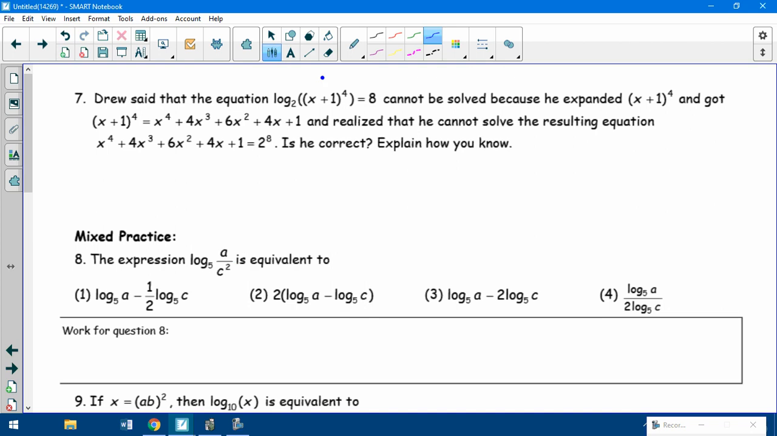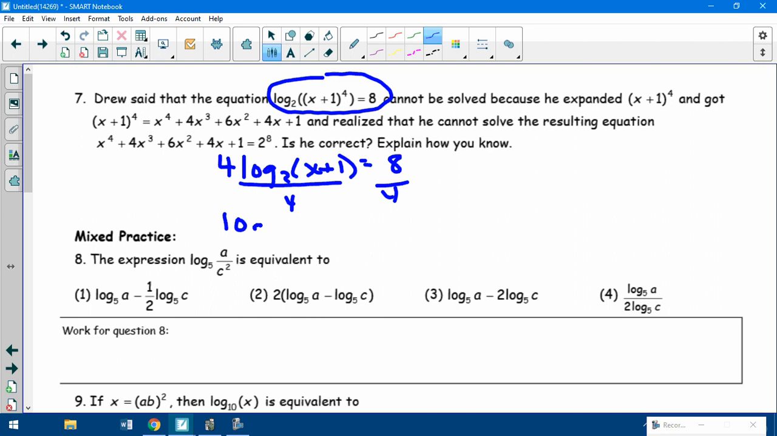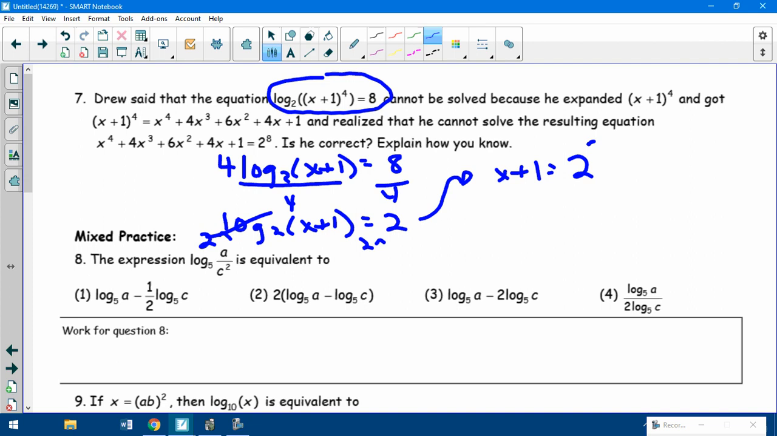So what could he have done up here that would have avoided having to expand this all out? All right, same thing as the last time. Bring the 4 out front. So 4 log base 2 of x plus 1 equals 8. Then divide by 4. So log base 2 of x plus 1 equals 2. Exponentiate by 2. And you have x plus 1 equals 2 squared. x plus 1 equals 4. So subtract, and there's the x equals 3. So just remember that exponent trick, because bringing that out front and dealing with it that way can save you time instead of expanding out.